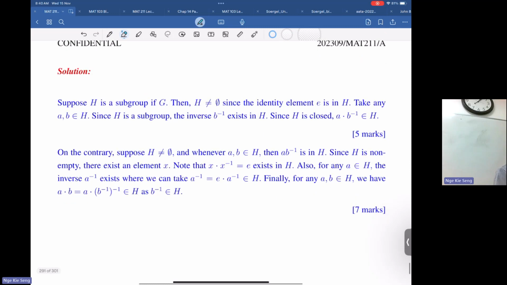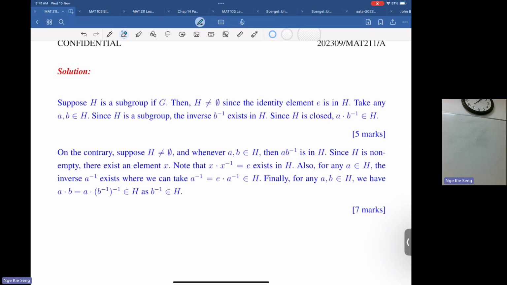So how to prove this? You prove 2 directions here: left to right, right to left. Left to right, what do you do? Suppose H is a subgroup. You want to show that H is not empty, and A B inverse is in H for all A and B. So how do you show that? Why is H not empty? Because H is a subgroup. Subgroup says what? There's one rule that subgroup says.